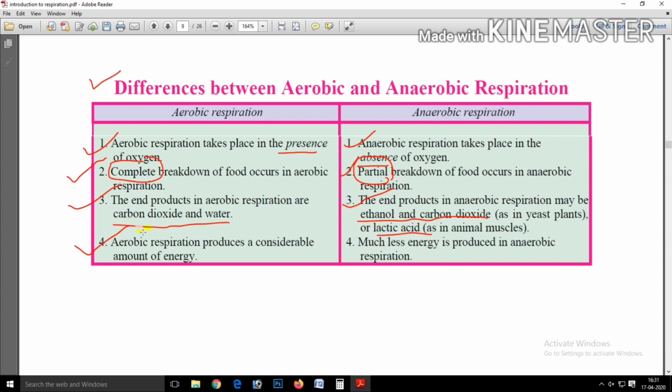And aerobic respiration produces much more energy, 38 ATP molecules. On the other hand, anaerobic respiration produces less energy, only 2 ATP molecules of energy.